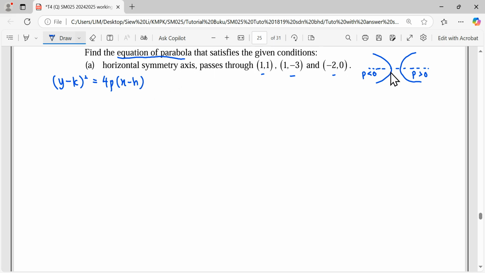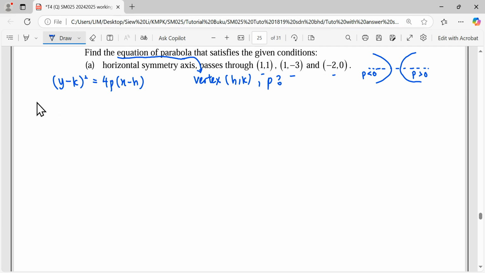Alright, so they don't give any values here, they just say passing through. When you say passing through the point, it means all these points satisfy our equation. For the equation of the parabola, we need to find the vertex, your h and k, and the value of p. When you get the value of p, then you can know the foci or the directrix. In this question, they just ask us to find the parabola equation, which means you need to know the vertex and the value of p. We have two pieces of information to find here.